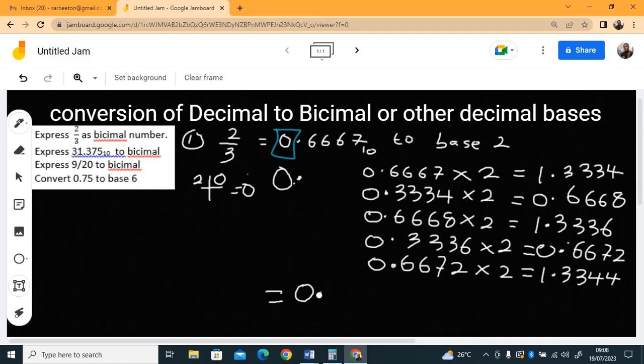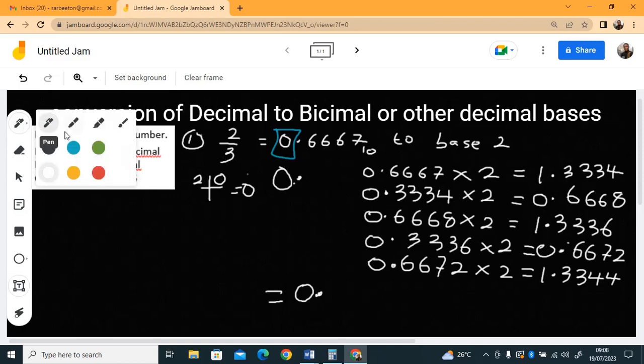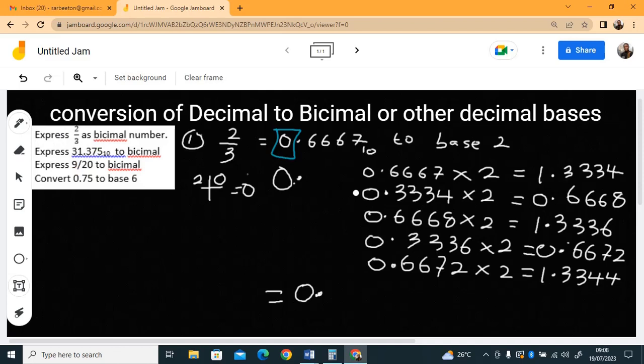0 point. Now you are choosing the whole number, not the decimal point. So this is what I'm choosing. I'm going to choose from here, from the first one, the whole number only. So the whole number is what I'm choosing.